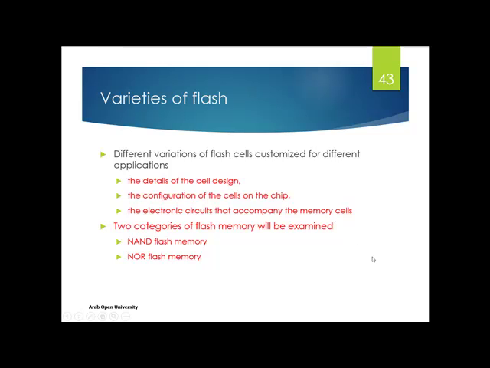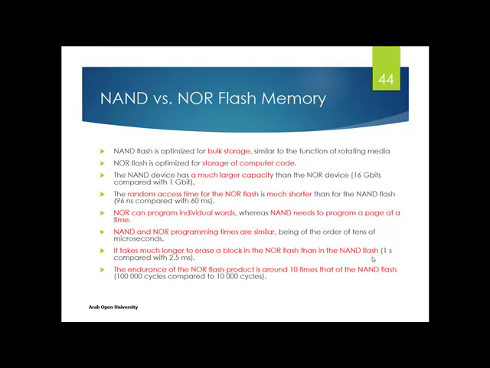We have varieties of flash depending on the details of the cell design, the configuration of the cells on the chip, and the circuits that accompany the memory cells. We have two types of flash memory, the NAND and the NOR flash memory. Briefly, we can list some comparisons between the two types. First, one of the main characteristics of the NAND flash memory is that it is optimized for bulk storage, while the NOR flash memory is optimized for storage of computer code.